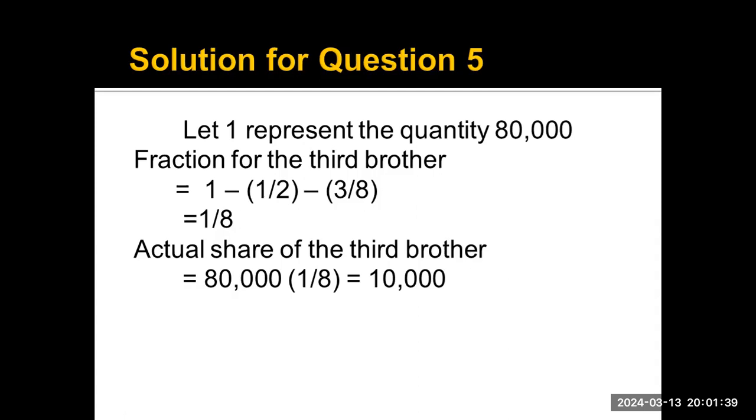Now let's go back to the world of actual values. Let us multiply 80,000 by 1/8, which is the share of the third brother. So the product is 10,000. So the actual value that must be given to the third brother is 10,000. 10,000 is 1/8 of the whole quantity 80,000.